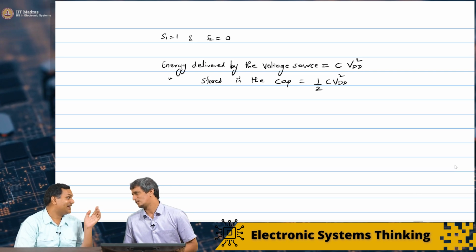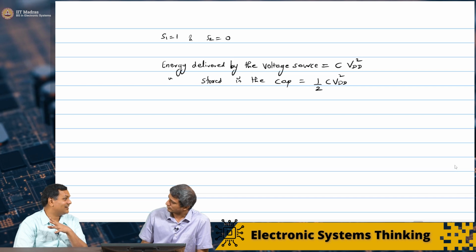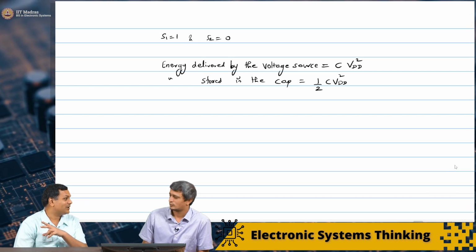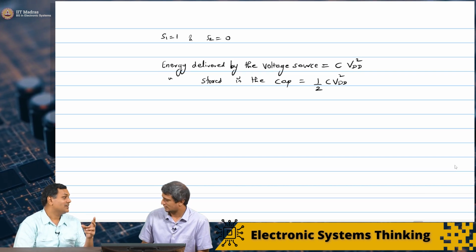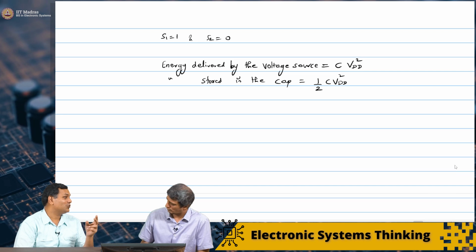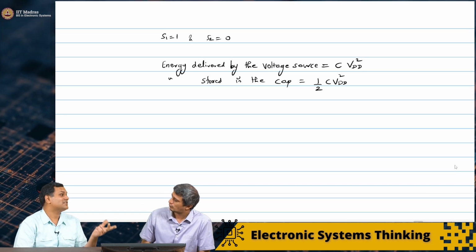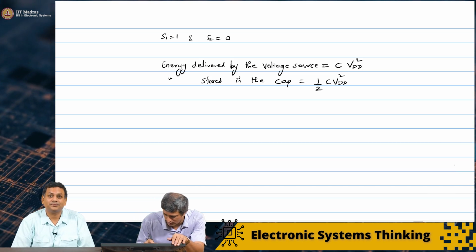Unlike an exponential charging, because it's a ramp, I suspect that all of half C VDD squared should go into the current source. In cycle S2, because the capacitor is completely discharged, we should try to calculate how much power has gone into the current source. That's a great thing. Okay, so let's go ahead and do that.